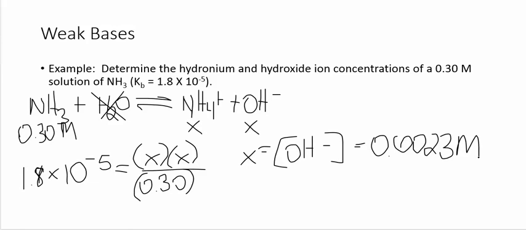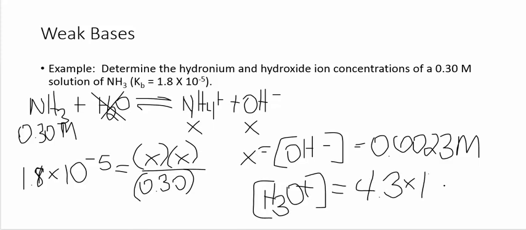And then to get hydronium, we know OH times H3O+ equals 1 times 10 to the negative 14th. We'll use that equation again. So hydronium comes out to 4.3 times 10 to the negative 12th molar.